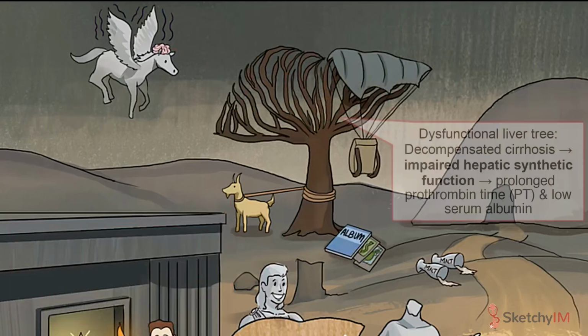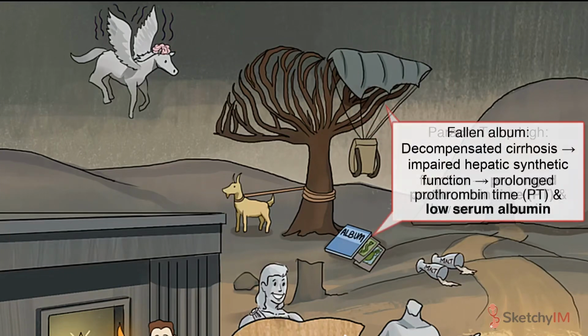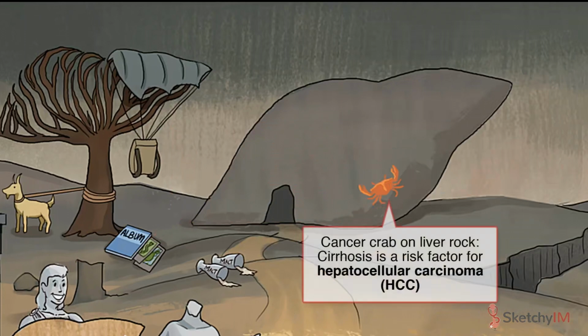Hepatic synthetic function also becomes impaired at this decompensated cirrhosis stage. Decreased clotting factor synthesis leads to prolonged prothrombin time, while impaired albumin synthesis produces a drop in serum albumin. For more on bilirubin metabolism and tests of hepatic synthetic function, check out our abnormal liver lab sketch, if you haven't already. Patients with cirrhosis, regardless of the underlying cause, are also at risk of developing hepatocellular carcinoma.